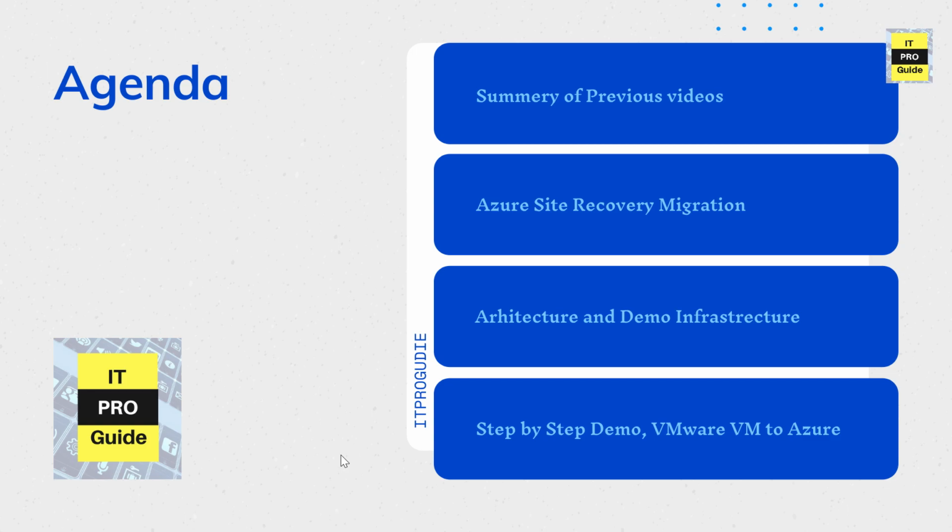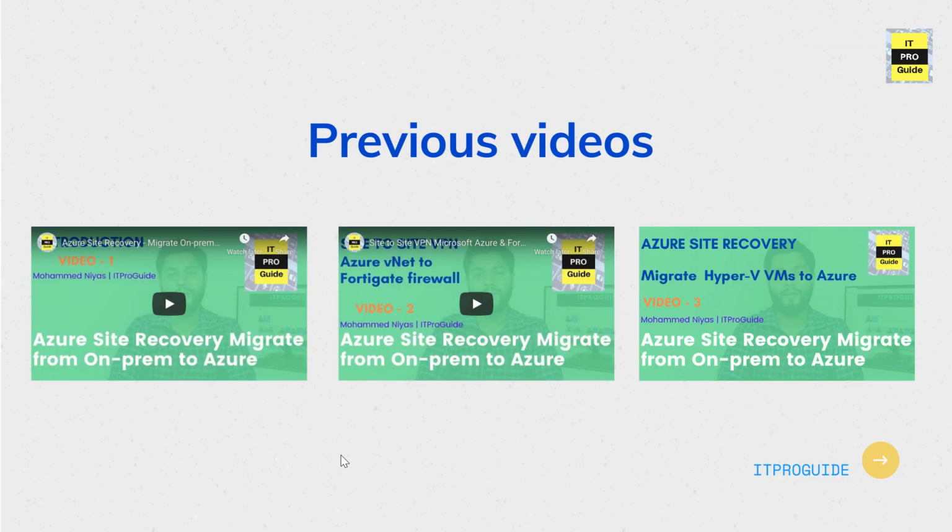In the previous videos, we have discussed Azure Site Recovery for migration, then a step-by-step demo on how to configure site-to-site VPN with Azure VNet and a FortiGate firewall on-premises. In the previous video, we discussed and watched Hyper-V VMs to Microsoft Azure.